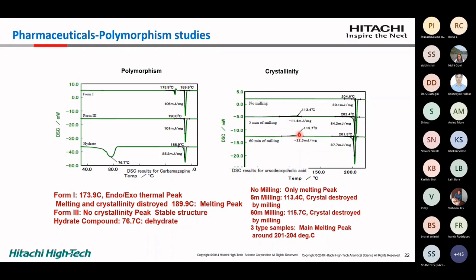Another advantage of DSC is that you can calculate the peak area, and the peak area is always expressed in terms of joules per gram. So if you have a known pharmaceutical compound or API where you already know the crystallinity on the basis of joules per gram, you can also correlate the crystallinity of an unknown material on the basis of the reference material which you have in your laboratory.